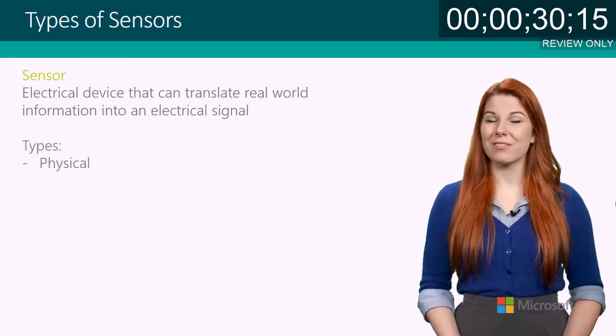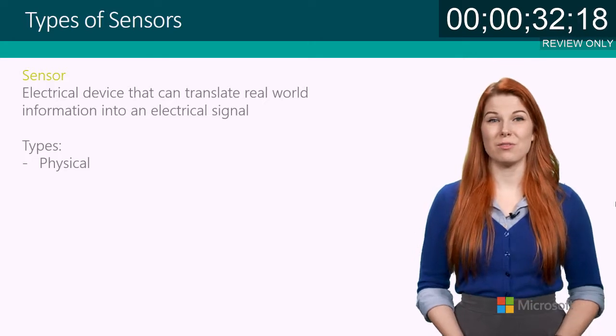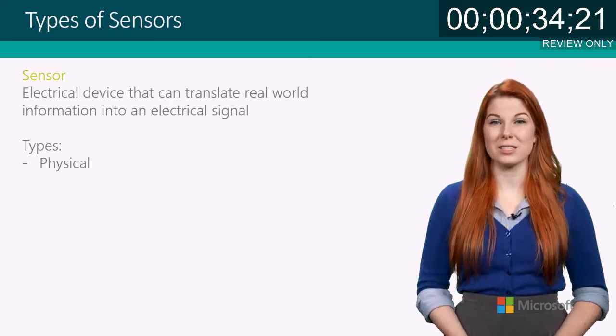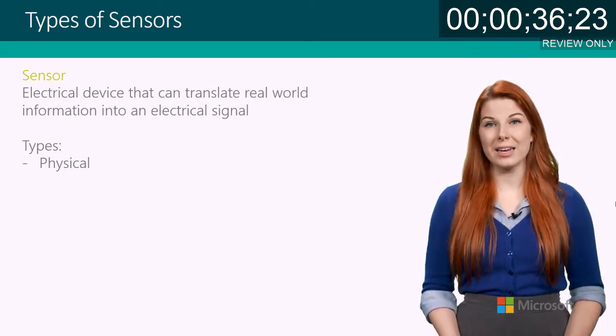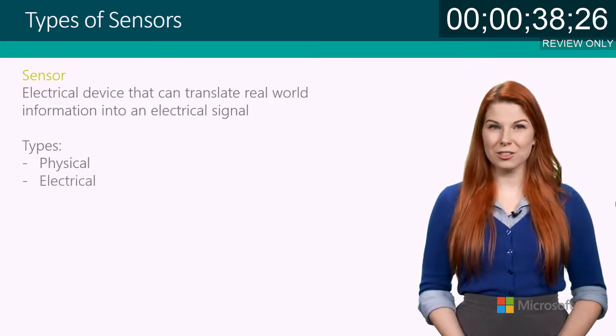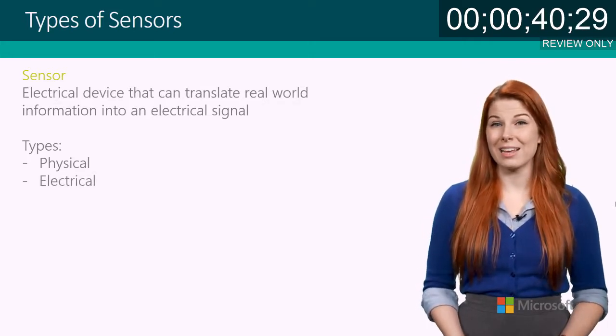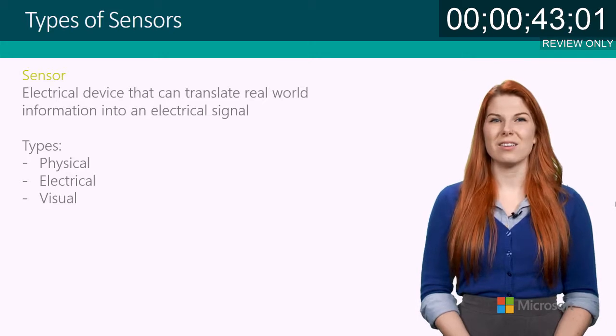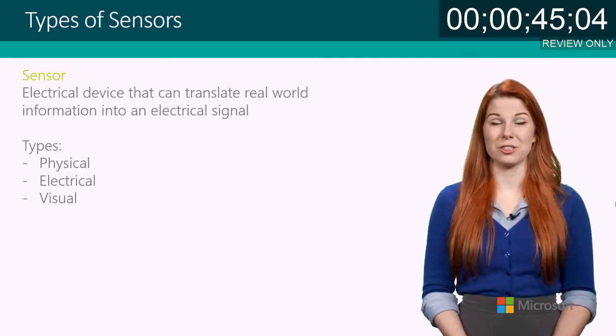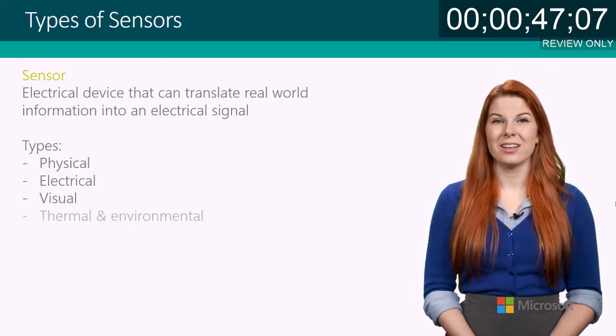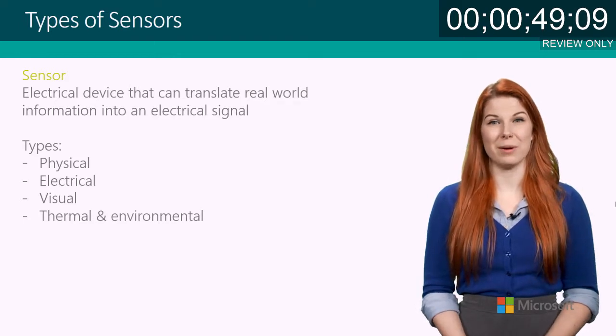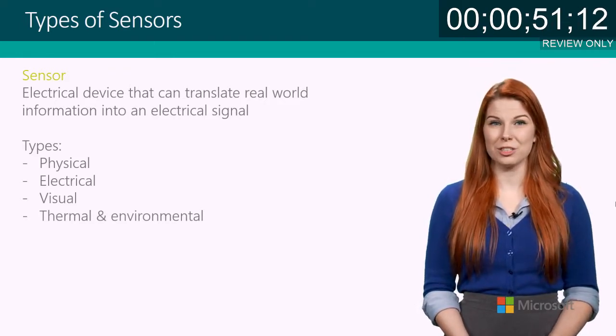So, what are the different types of sensors? Well, there's physical sensors that can measure things like movement, how high it is. There's electrical sensors that can measure magnetic fields. There's sensors that are visual, meaning they can measure light, color. There's sensors that are thermal and environmental, things like humidity and temperature.